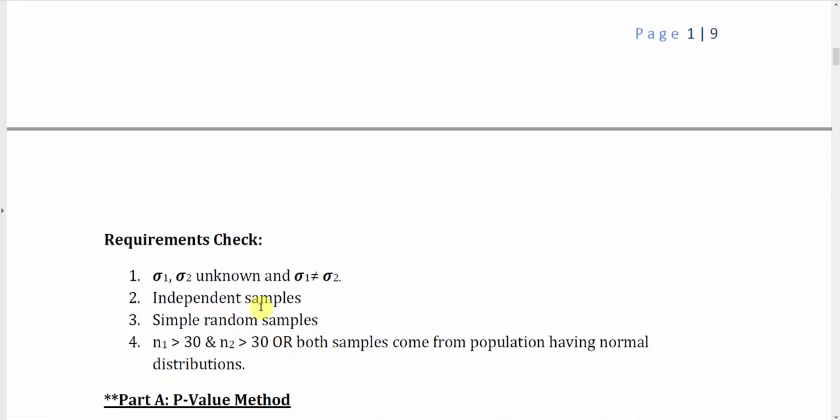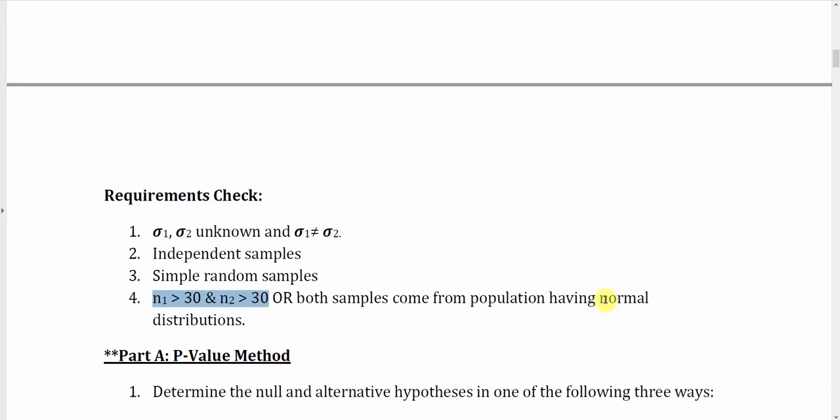And of course the two samples are independent. Picking one value from the first sample doesn't affect the value of the second sample. They are not matched pairs, not dependent, they are independent. Also make sure that they are simple random samples. The last one is that we require both sample sizes to be at least 30. If this requirement is not met, then we require both samples to come from a population having a normal distribution.